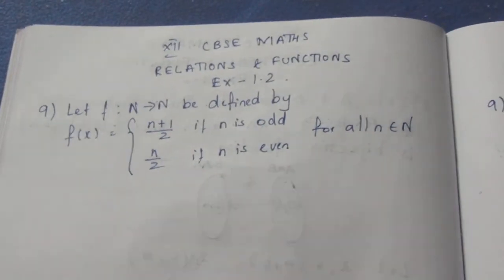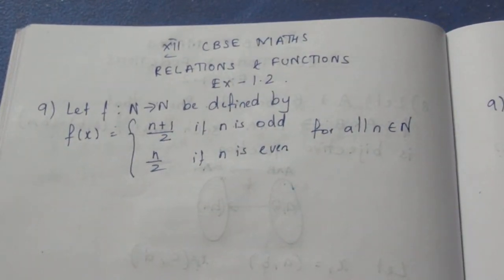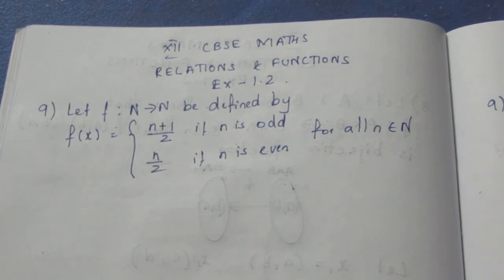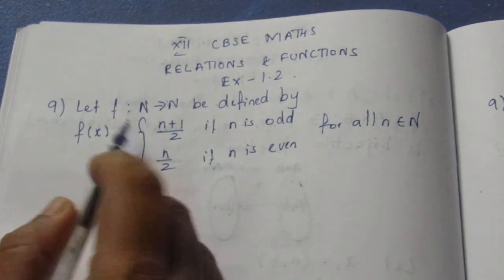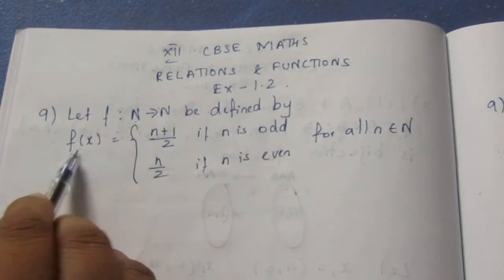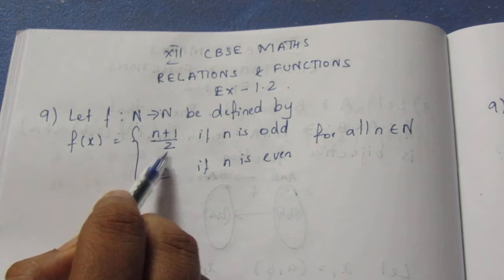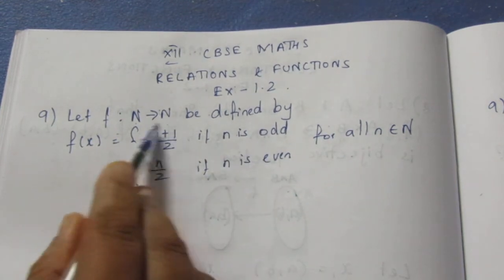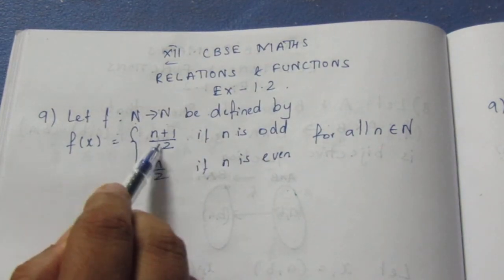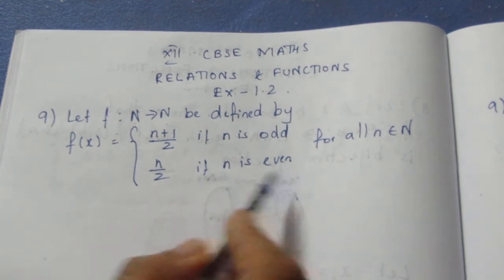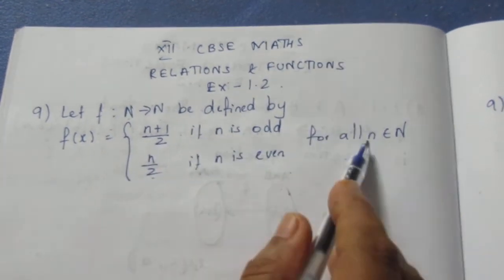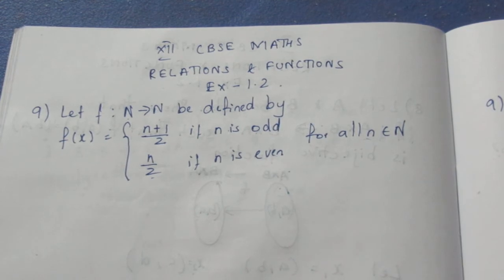Today we are going to see 12th CBSE Maths Relation and Function Exercise 1.2 question number 9. Let's see the question. Let f be a function from N to N defined as f of x equals (n plus 1) by 2 if n is an odd number. Odd number means we are going to take f of x to be (n plus 1) by 2. If it is an even number, n by 2, for all n in the natural numbers.